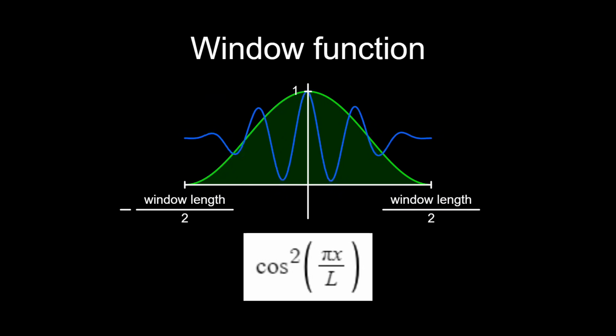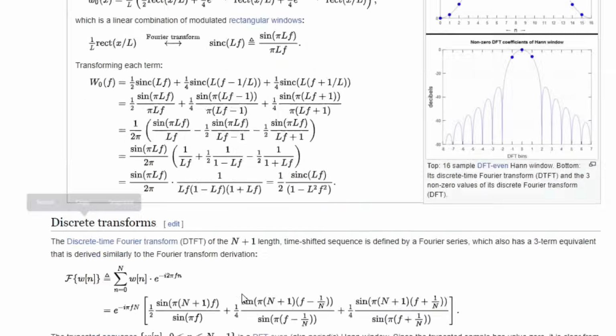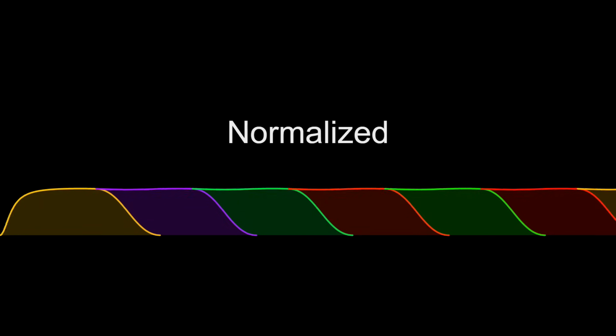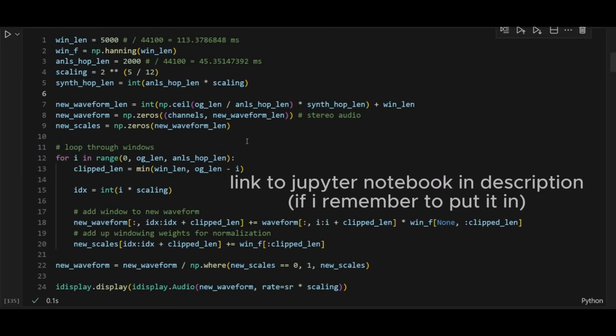It's sometimes called the Hanning window, but the guy's name was just Hann? Anyway, after overlapping and adding, we have to normalize the synthesized signal, since there's no guarantee that the window functions sum to 1. Here's my implementation of this. I just used trial and error to find good window and hop lengths.